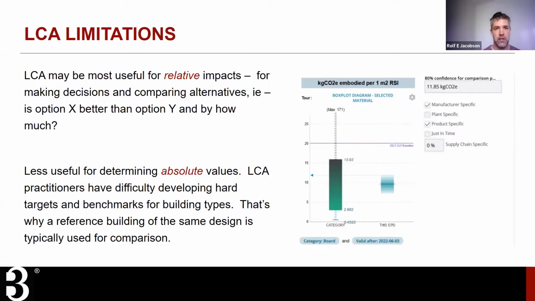So again, LCA is going to be more useful in determining relative impacts rather than absolute values. And you see here a little chart showing how they try and deal with this. There's a lot of uncertainty in LCA. As I said, it's an estimating science. So you can see the range of uncertainty. It's this particular product category in green, and they've got error bars on the top and the bottom, and it's quite a wide spread, right?